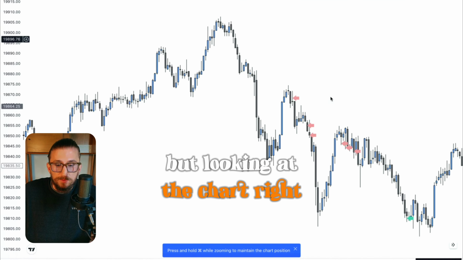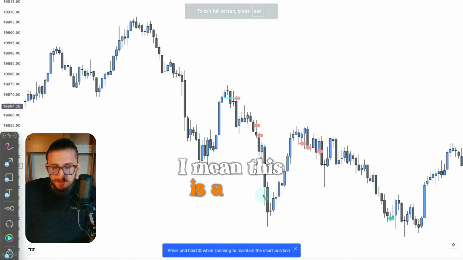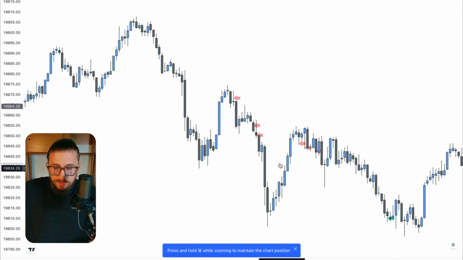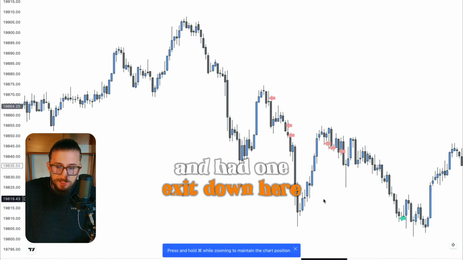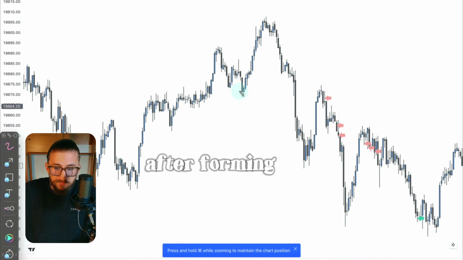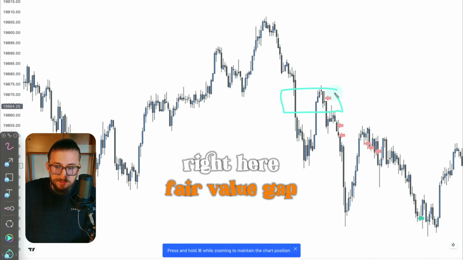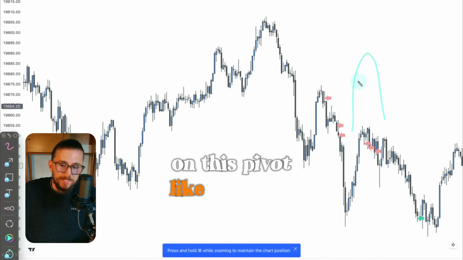But looking at the chart right here, you can see it was roughly about 40 points on average to my best exit, right? Notice how I only add to the trade and I had one exit down here. Now, what happened? I saw that we pushed higher after forming this bearish breaker. We had a fair value gap right here. So I looked to get short on this pivot.